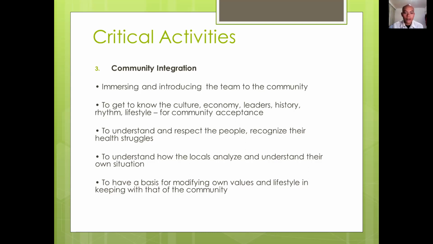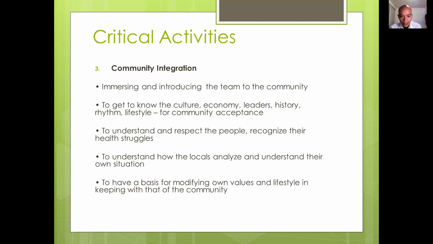Community integration will also help you understand how locals analyze and understand their own health situation. That's just how it is. We have accepted that the hospitals here do not accept those who are poor. Okay, so understand that water is difficult at our house because most of our water resources are focused on our farms. So it depends on their situation. Okay?